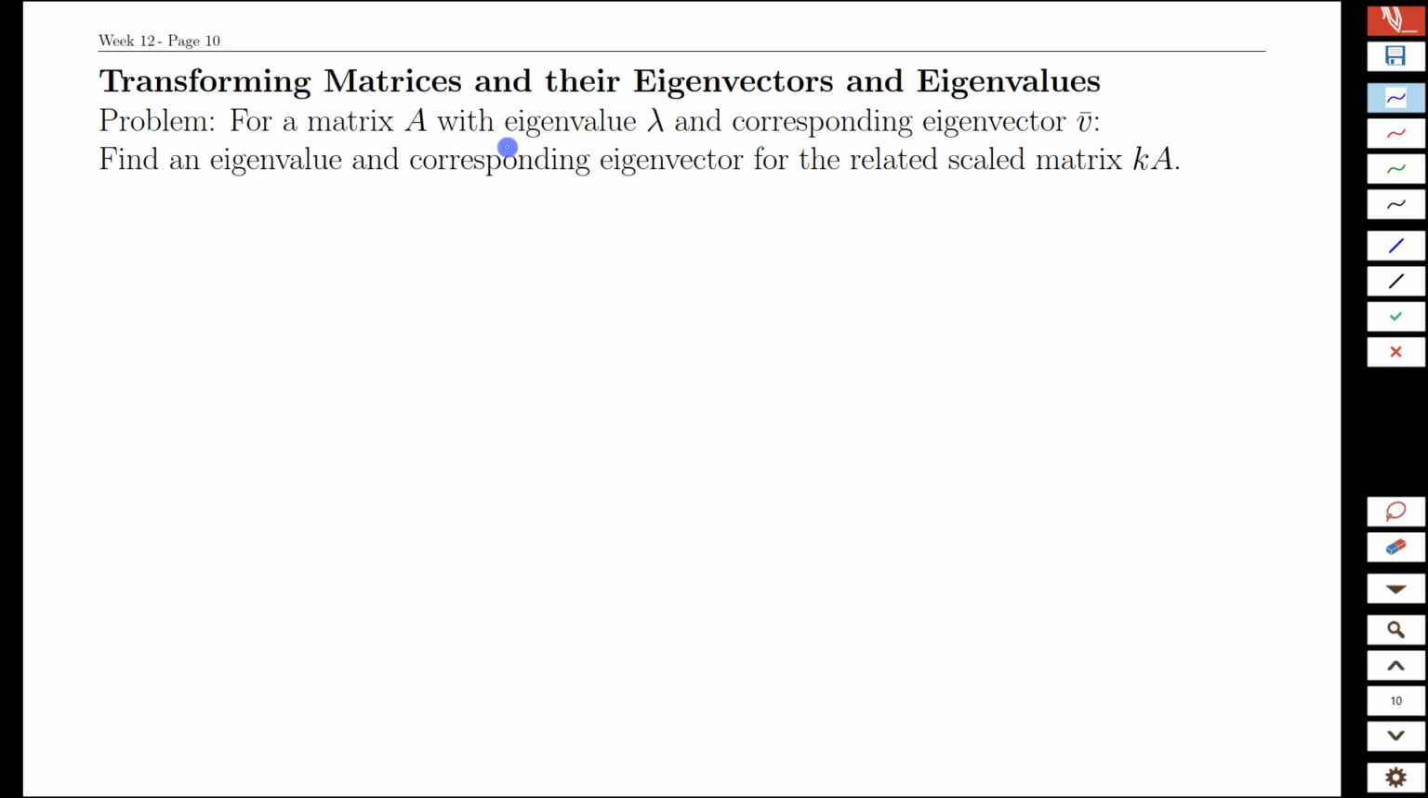When working with eigenvalues and eigenvectors, it's also useful to look at simple or common transformations for the matrix and see what impact that has on our calculations for the eigenvalues and eigenvectors. So imagine considering a matrix A with eigenvalue lambda and a corresponding eigenvector v.